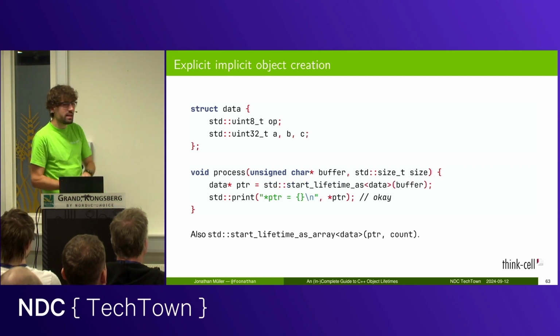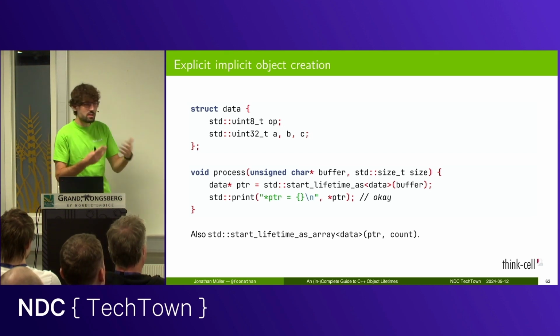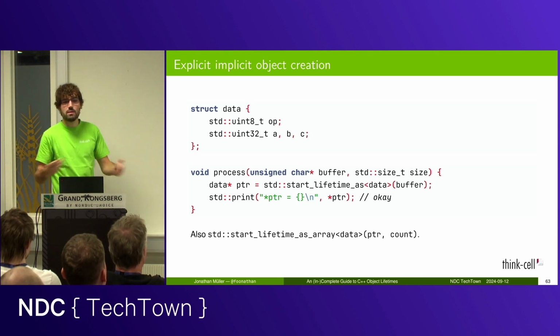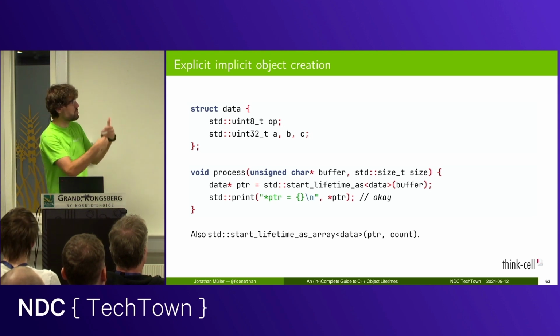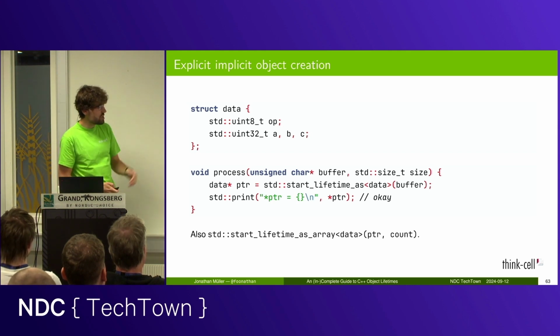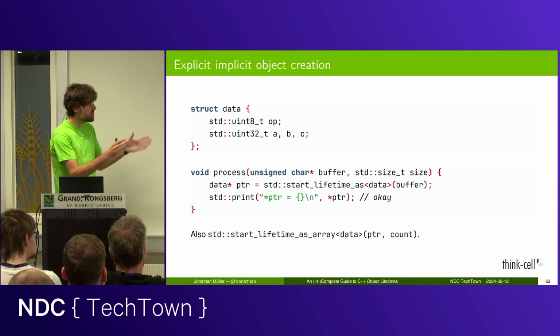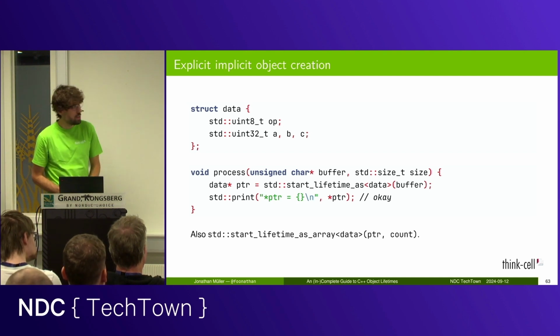So instead we call another magic library function, start_lifetime_as. And start_lifetime_as essentially says, hey, this is some buffer, please implicitly create an object of type data in there. It doesn't change the bytes, it just allows you to read the object as if it was always there. And there's also a version for arrays. And that way you can sort of explicitly create an object without actually changing the underlying storage.